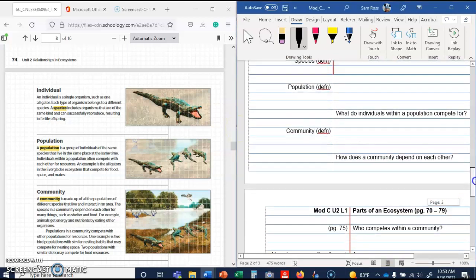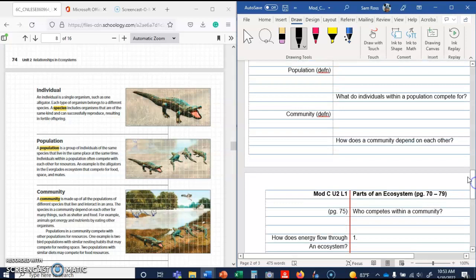So we did species, we're on to population, which is in the second paragraph here. A population is a group of individuals of the same species that live in the same place at the same time.